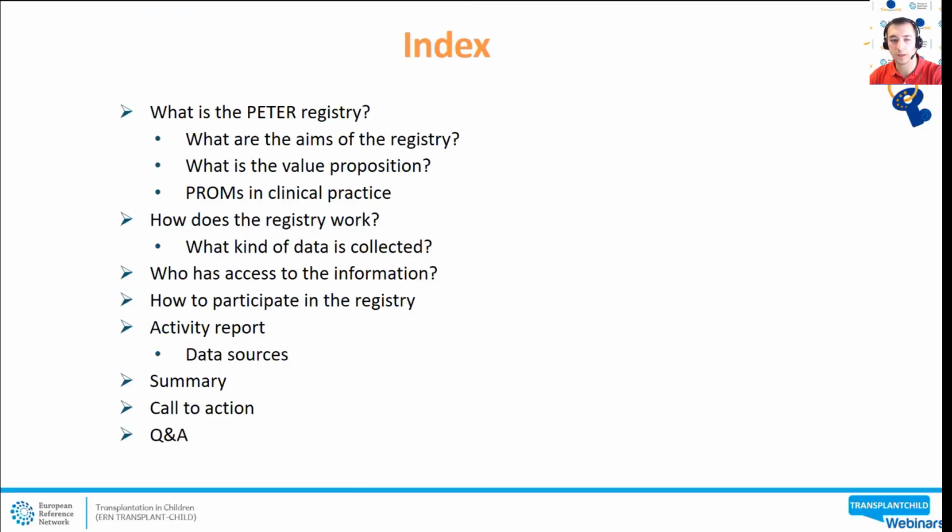So this is the agenda for today. We are going to briefly describe what the PETER registry is, the main aims of the registry and its added value, how the registry works, and what kind of data is collected, who can access this data, how to introduce this data, and finally we're going to make a brief activity report of the current state of the registry. At the end of the session, there will be a brief time for questions and answers, so feel free to leave any questions in the chat and we will go through them at the end of the meeting, or you can just speak up at the end of the webinar.